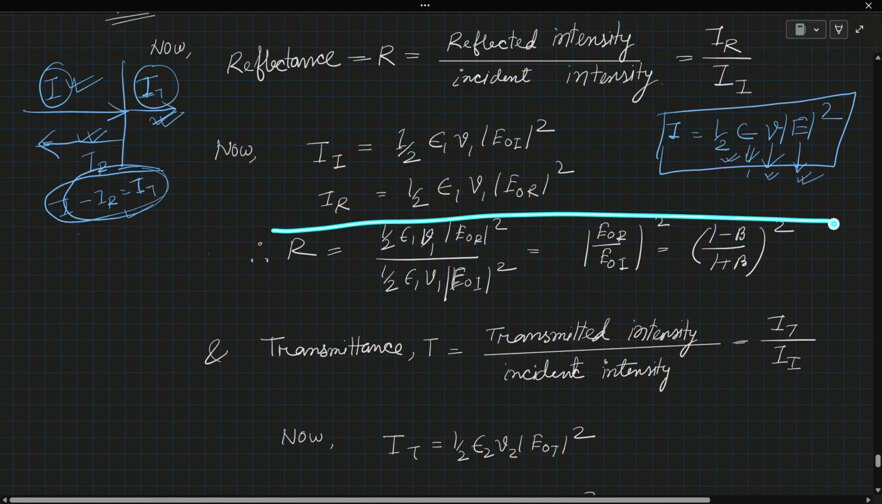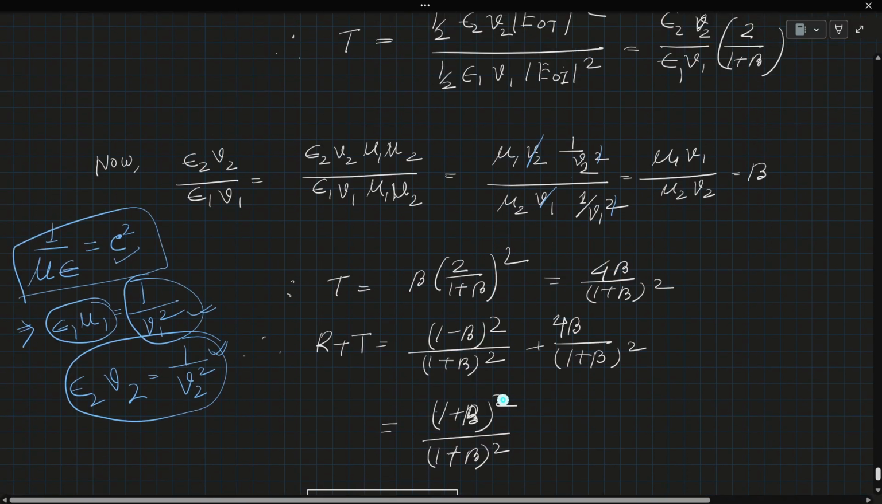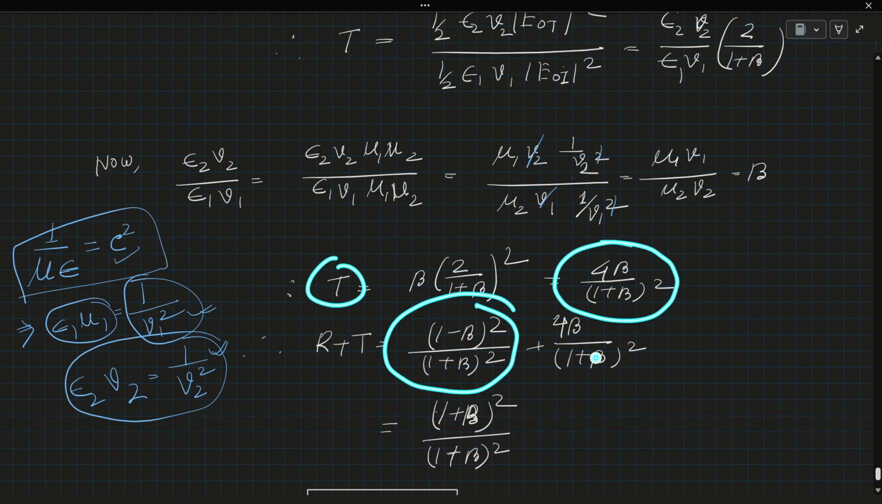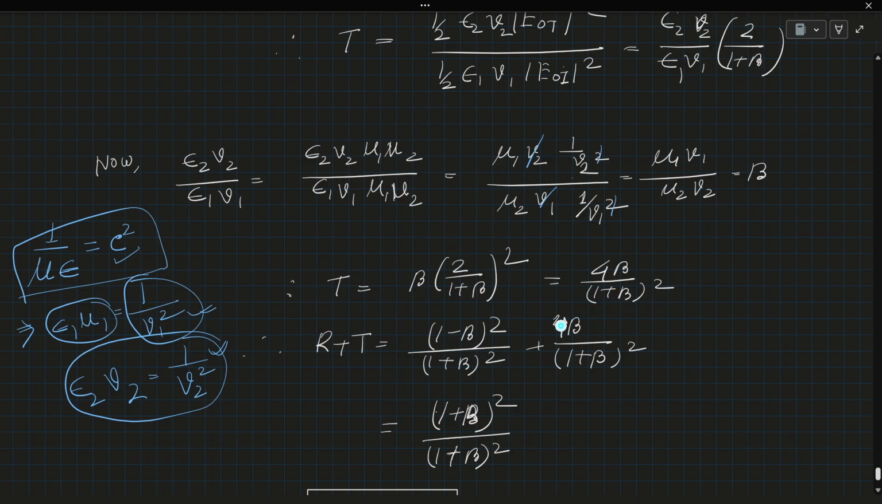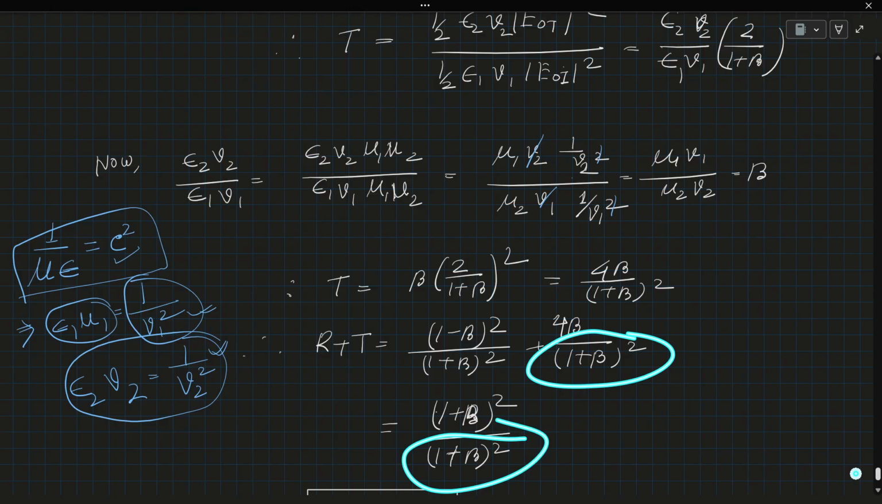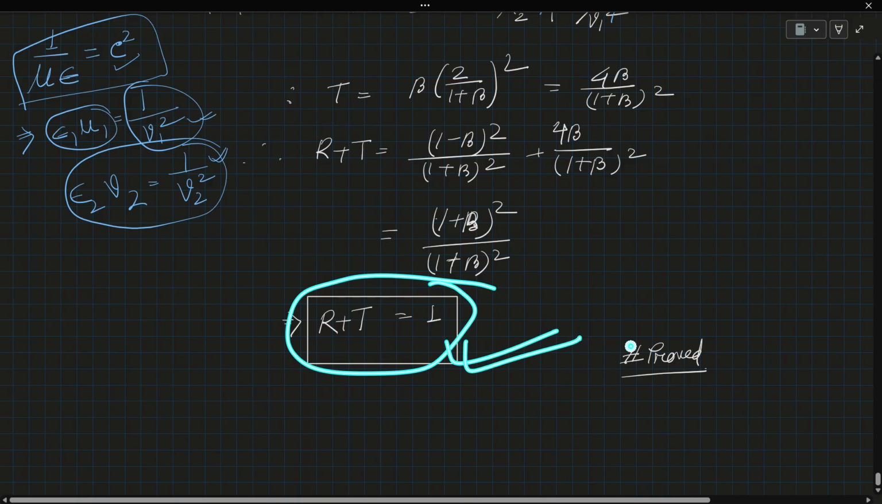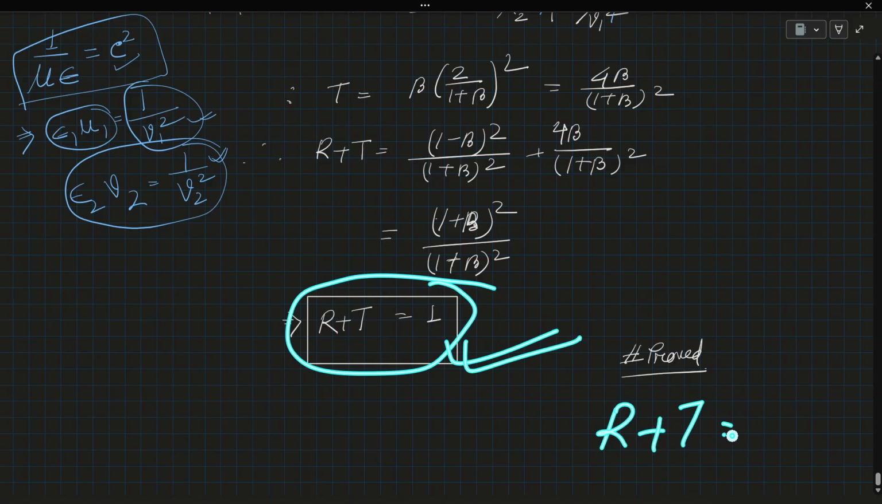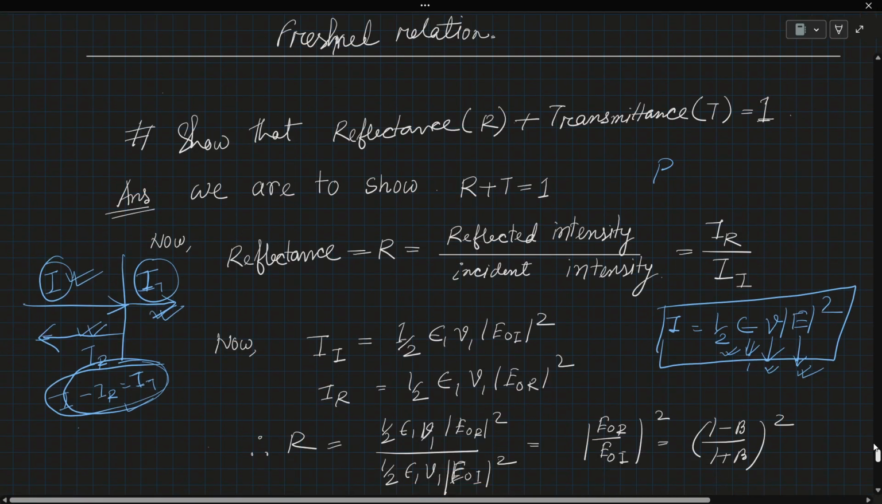This is reflectance, R equals 1 minus beta divided by 1 plus beta whole square. So this is the term 1 minus beta divided by 1 plus beta whole square, and transmittance is 4 beta divided by 1 plus beta whole square, right? So this is R plus T, like a minus b whole square plus 4ab, which will be a plus b whole square, so 1 plus beta whole square, and in the denominator there is also 1 plus beta whole square. So this equals 1, so R plus T equals 1. This is the proof that the reflectance and transmittance sum to 1. Okay, right? So this is the proof.